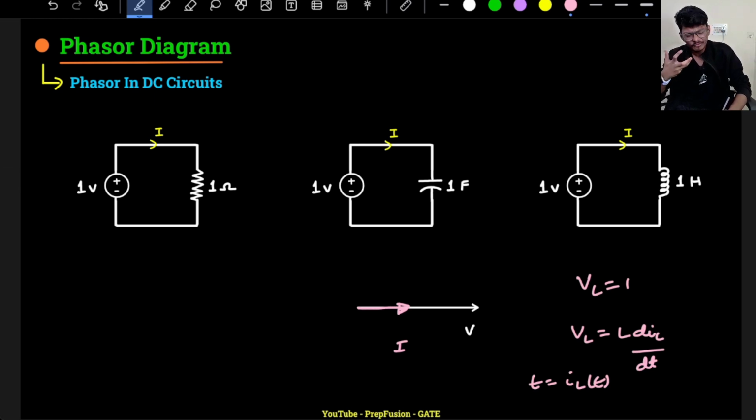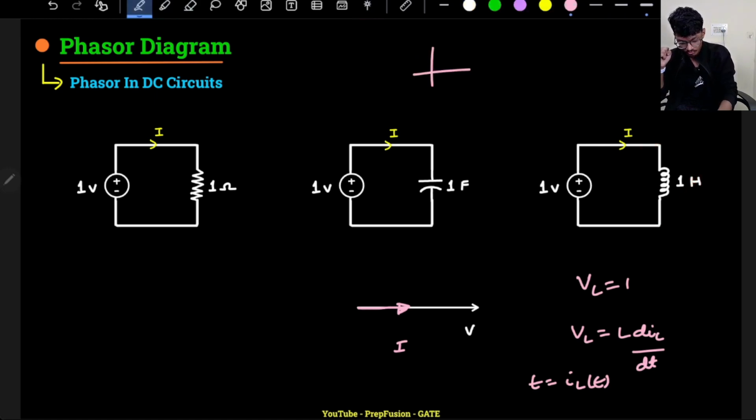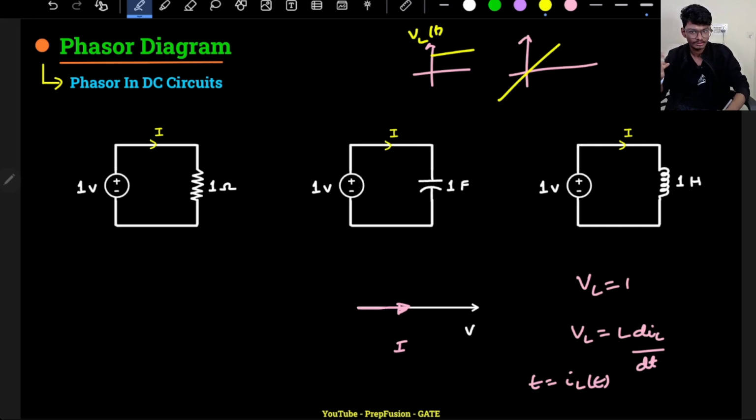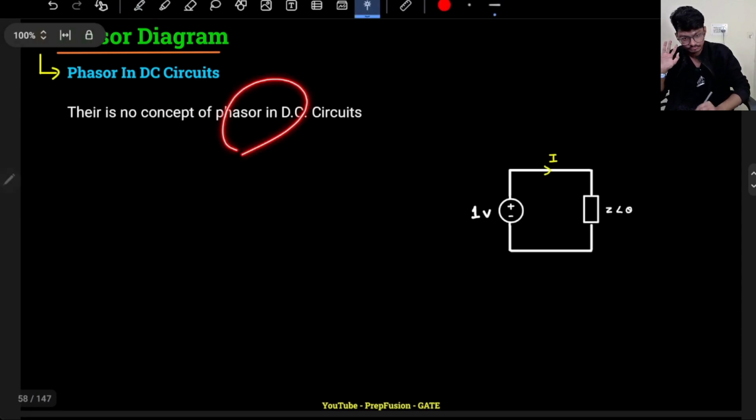Here, can we discuss anything about phase? My input voltage is equal to my inductor voltage, a constant step of 1 volt, and my current is basically a ramp. Can I discuss anything about phase? Phase came where I had sinusoids. So there is no concept of phasor in DC circuits. That is what is written over here.